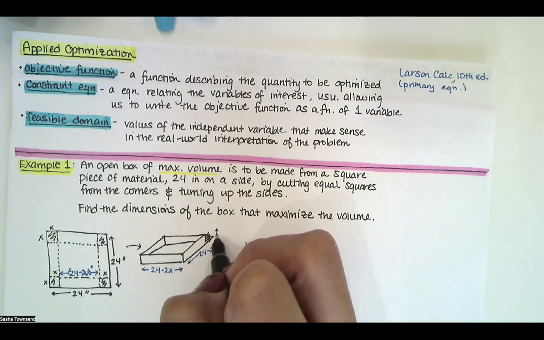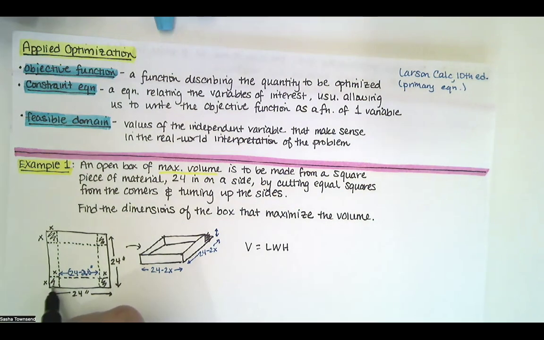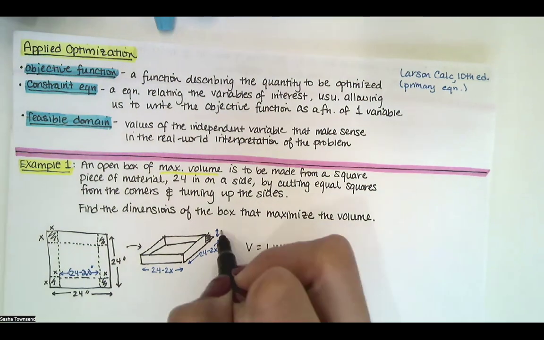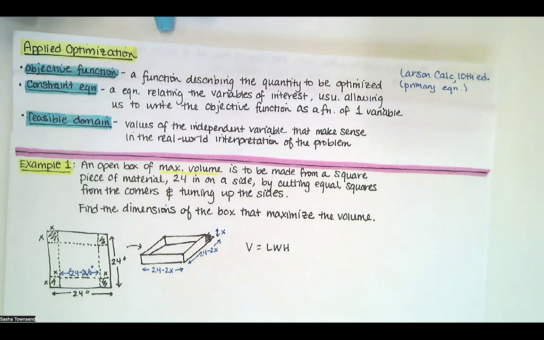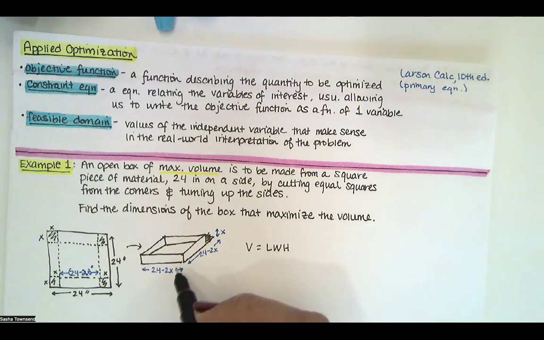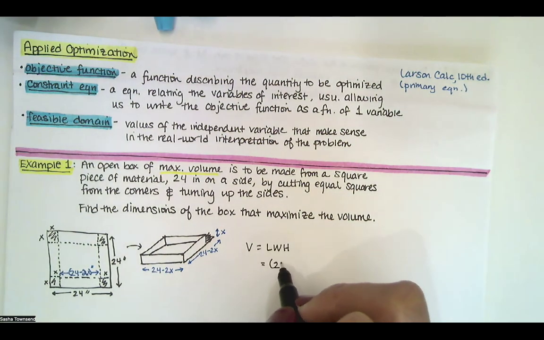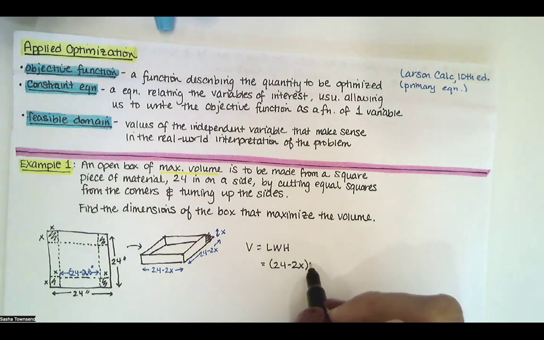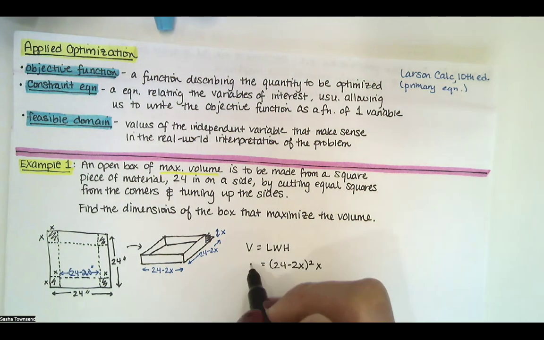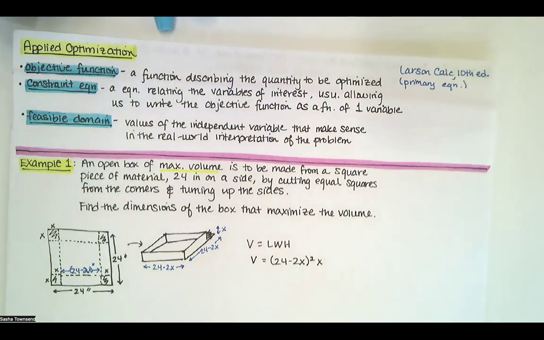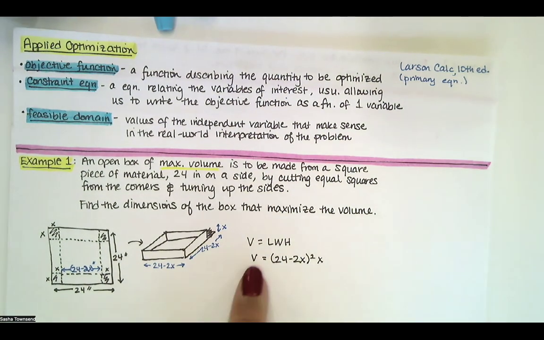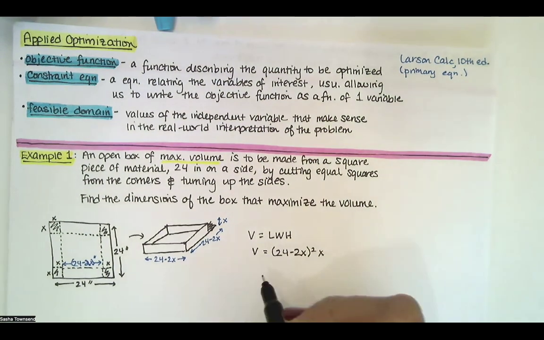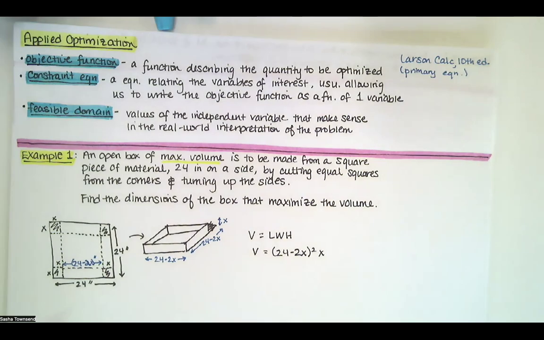And then the height is actually given by that X value. So our volume is length times width times height, but the length and width are both going to be 24 minus 2X, and the height is X. So we've got that volume as a function of X. Now that volume is a cubic polynomial, so that's going to be well defined for all real numbers.